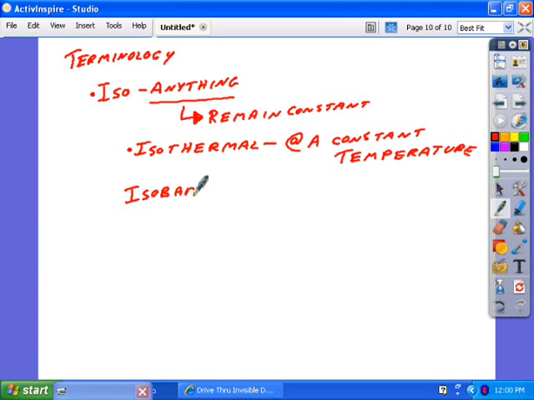Isobaric. You're going to have to reach back into the memory banks to go back to chemistry. The tool that would be used to measure pressure would be called a barometer. So isobaric means that the barometric pressure is going to remain the same. So isobaric means it is at a constant pressure.